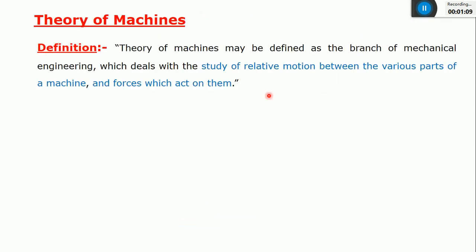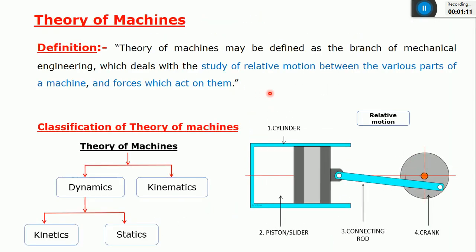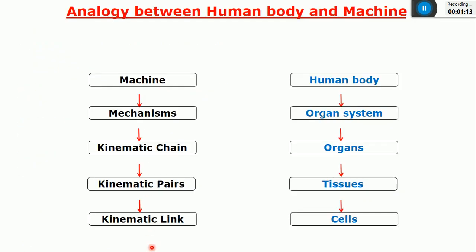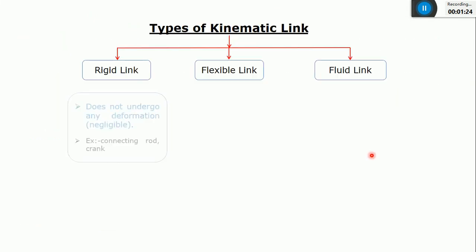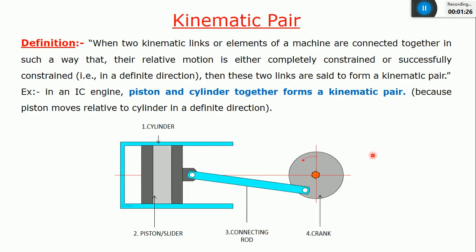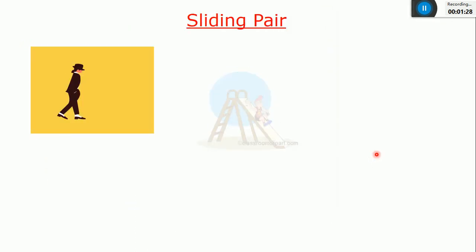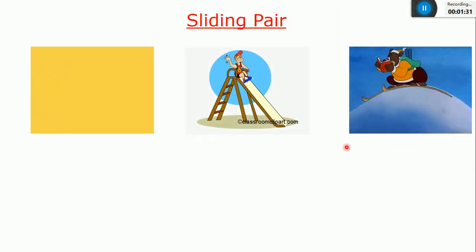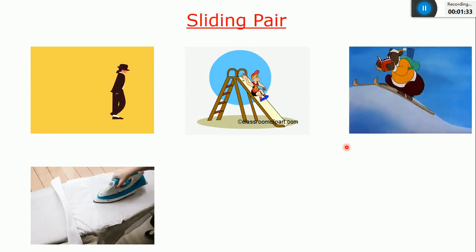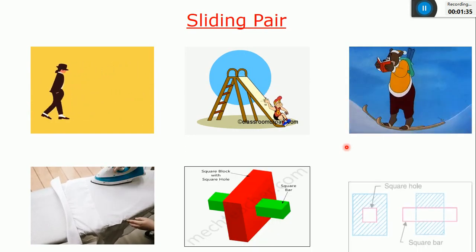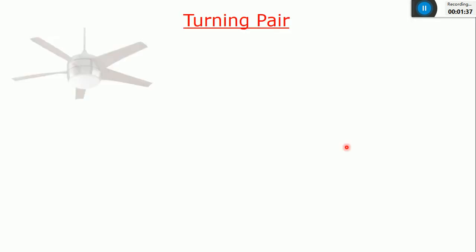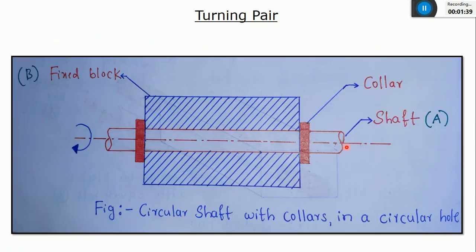So in the previous class we completed kinematic link, types of kinematic links, then kinematic pair, the types of kinematic pair. Then we also started with the kinematic chain. We discussed the definition of a kinematic chain, correct? And also what conditions should be satisfied so that I can call a group of kinematic pairs a kinematic chain, correct? So this was all about kinematic pairs.